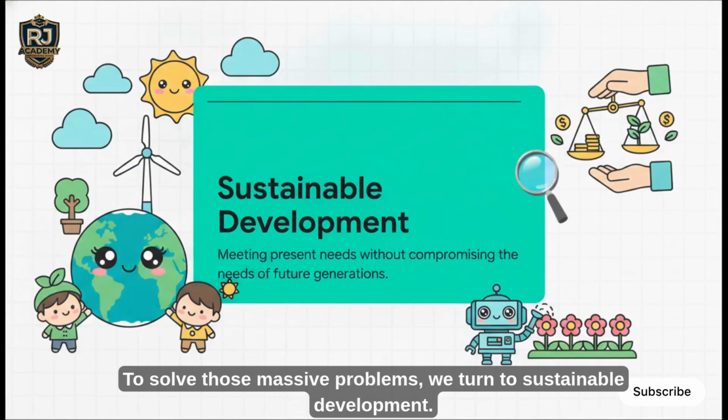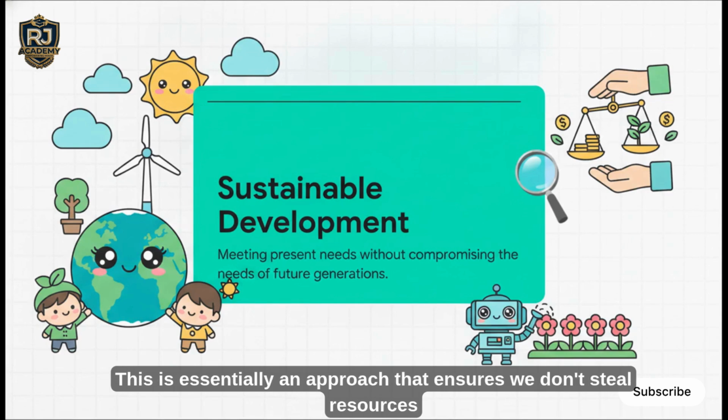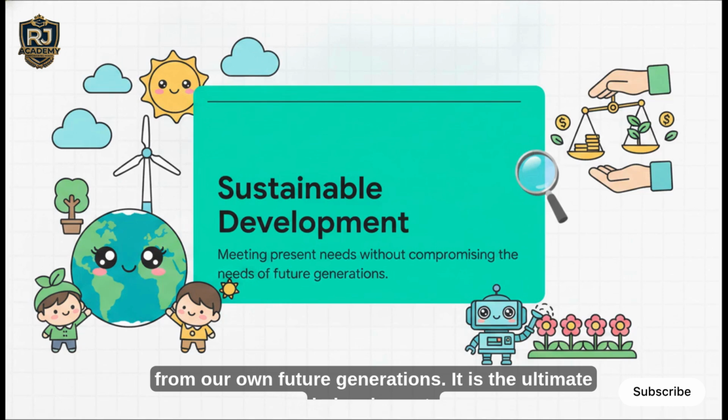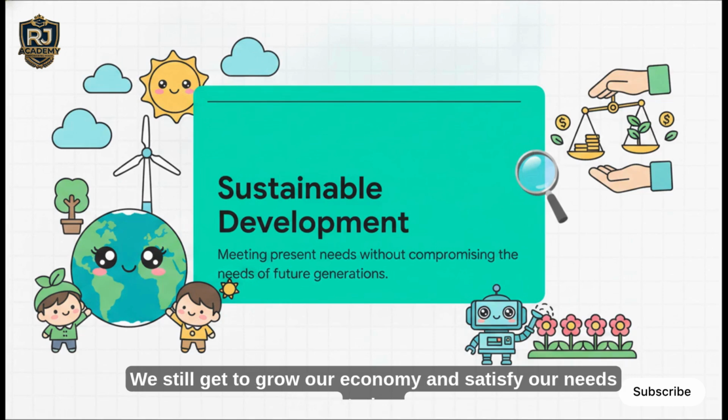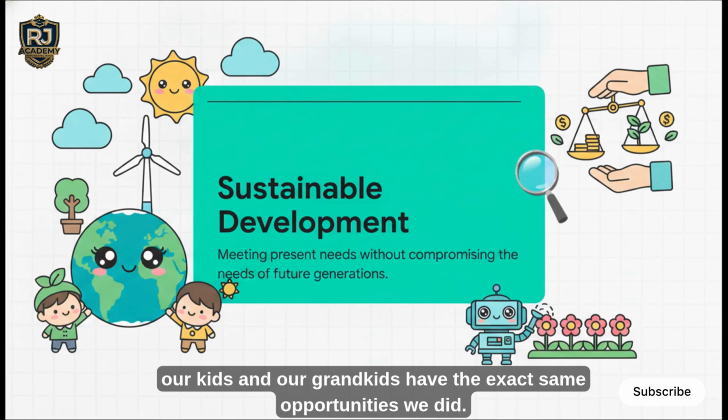To solve those massive problems, we turn to sustainable development. This is essentially an approach that ensures we don't steal resources from our own future generations. It is the ultimate balancing act. We still get to grow our economy and satisfy our needs today? Absolutely. But we leave the planet in good enough shape so our kids and our grandkids have the exact same opportunities we did.